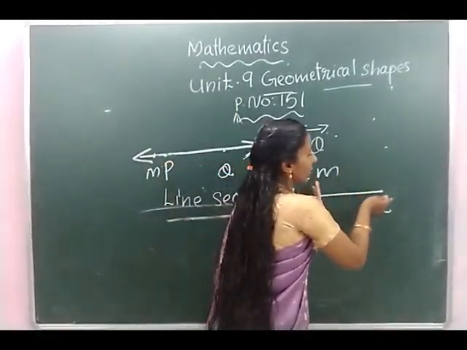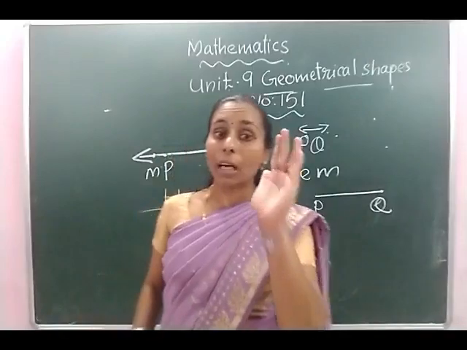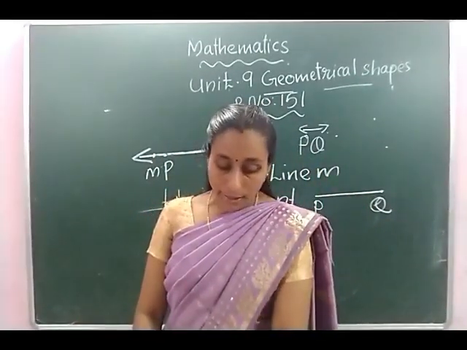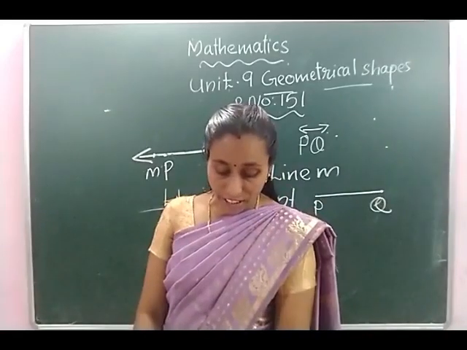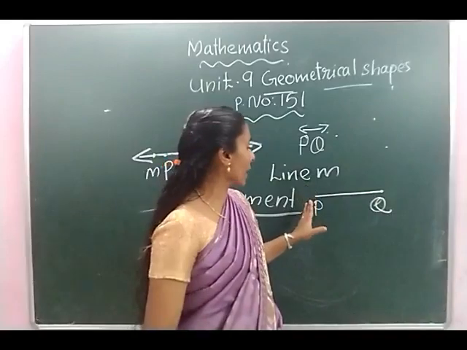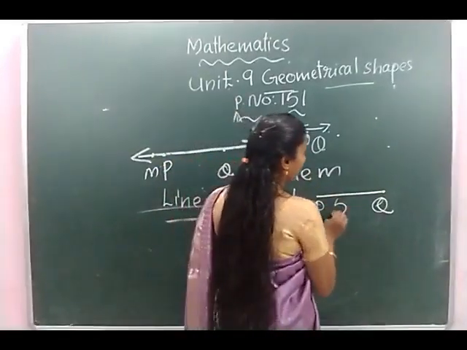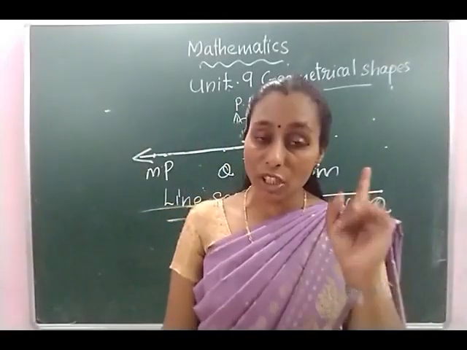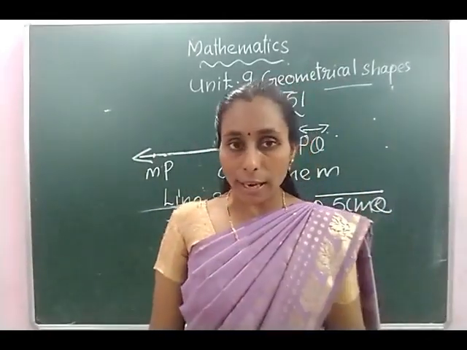We can measure this line segment. It is a part of a line. A line segment has a definite length. It has two fixed points which name the segment. Suppose we can measure that to be 5 cm, 6 cm. This we can measure. Can we measure a line? No, we cannot measure a line.